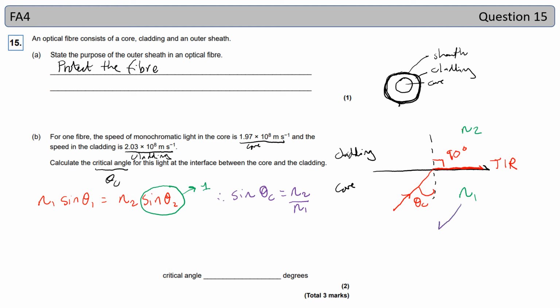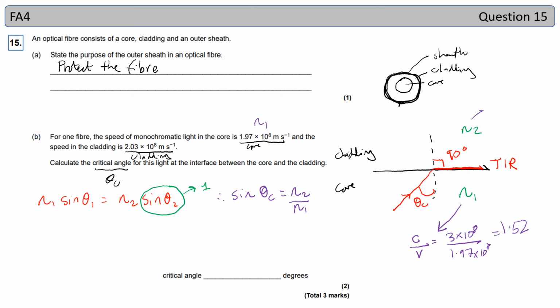Well, refractive index is speed of light in a vacuum over speed of light in the material. So for n1, which is our core, that's this one here. So that'll be 3 times 10 to the 8. Remember, our refractive index always has to be above 1, and it's a ratio of the speed of light in a vacuum to the speed of light in the material. So for n1, it's 3 times 10 to the 8 over 1.97 times 10 to the 8, and that gives us a refractive index of 1.52. Remember, there's no units on refractive index, it's just a ratio.